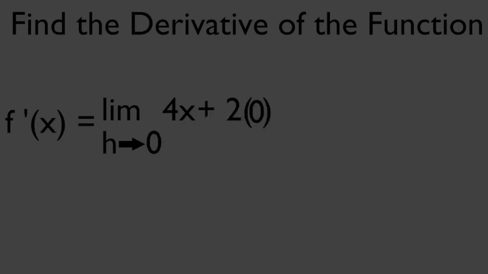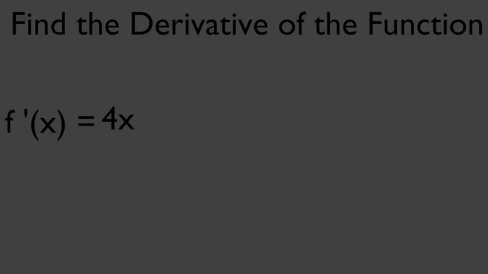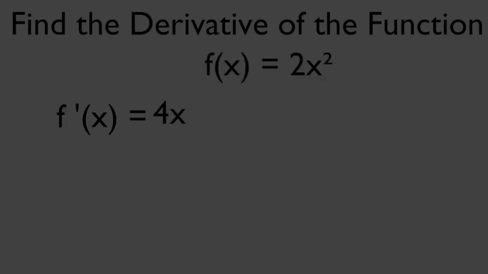All that remains is to simplify this function down. So the 4x is unchanged, but the 2 times 0 is just 0, so that all just goes away. So now we have the derivative of this function. So the derivative of the original function, which was 2x squared, is 4x.